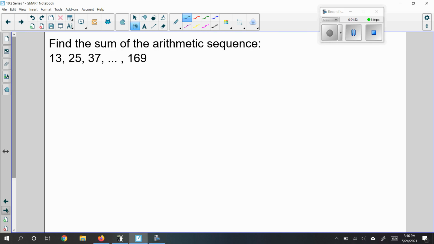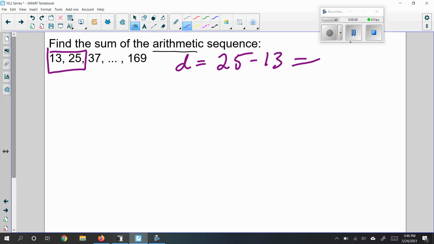Now this is asking us to find the sum of this arithmetic sequence. So they've told us that it's arithmetic. So we only need to look at one consecutive set of terms to find the difference. So the difference is 12. Okay, so we want to find the sum of the sequence. But we don't know n.